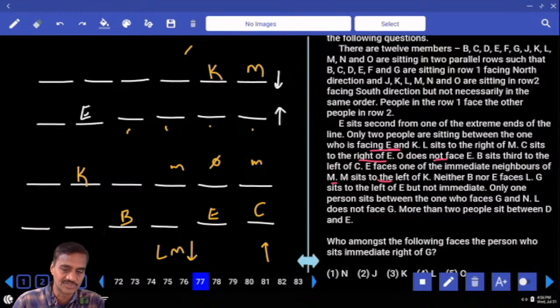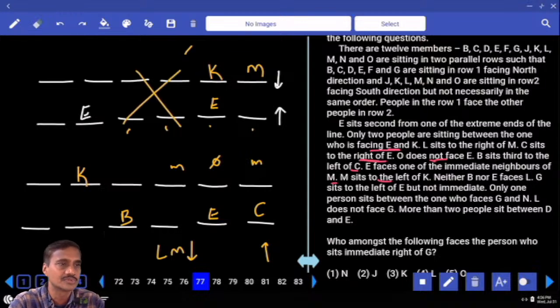M is to the left hand side of K. Then next one, E sits here. And C sits to the right of E. O does not face E. B sits to the left of C. E faces one of the immediate neighbors of M. Is it possible here? Not possible. Hence this case is ruled out.